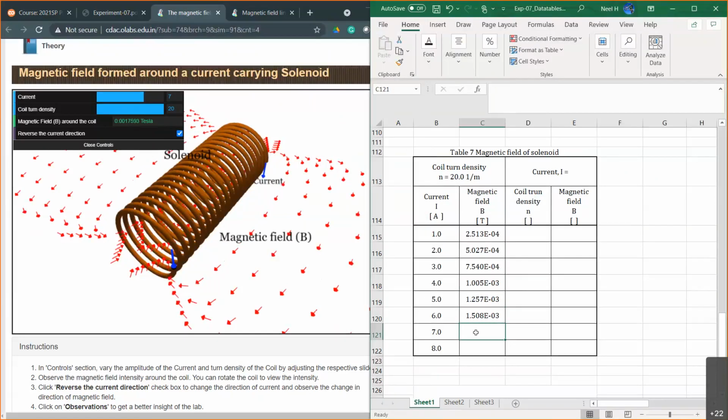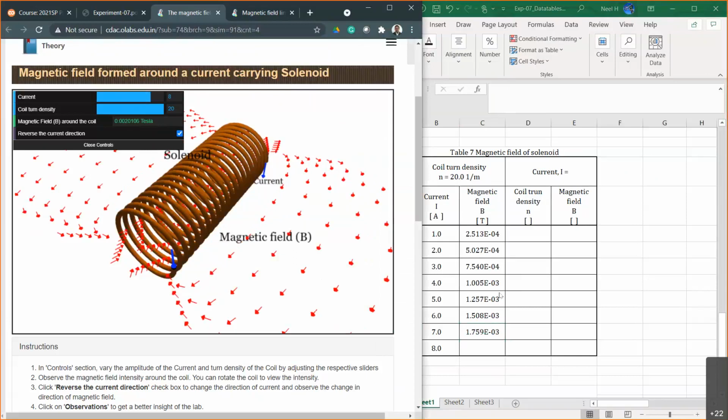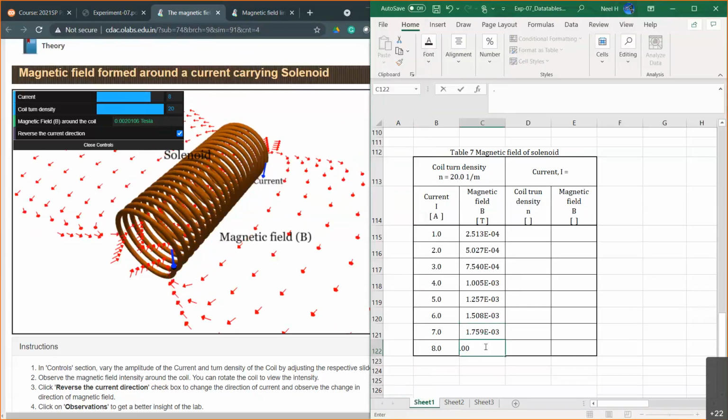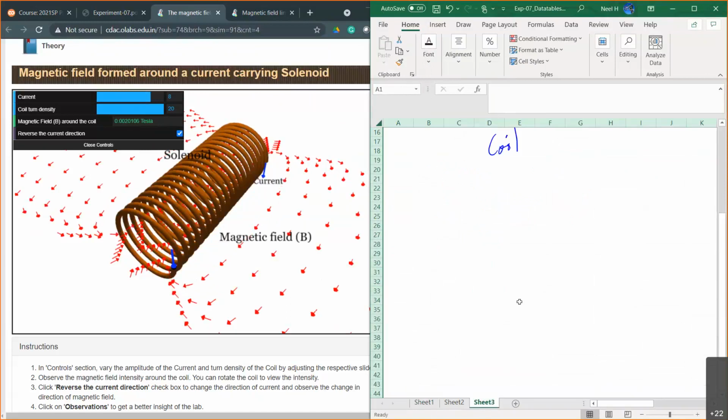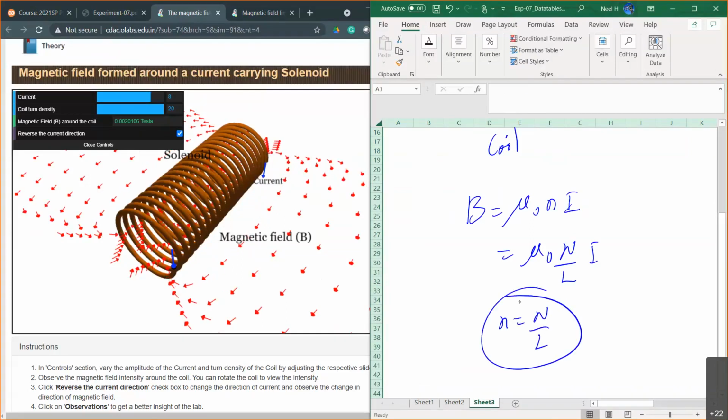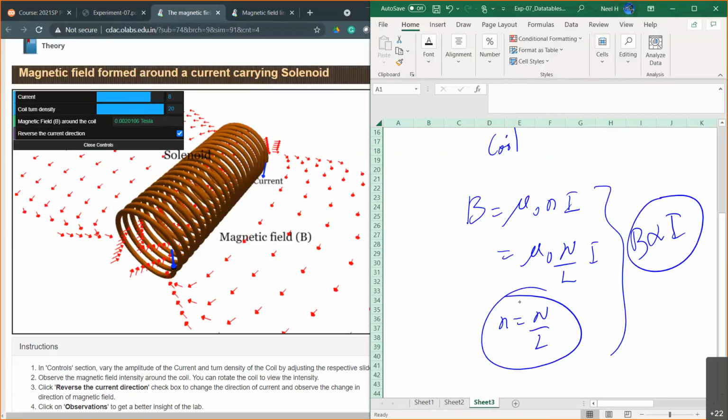7 amps, 00175993. Then 8 amps, 0020106. Okay. Now that's what we're expecting, because in terms of the formula, the magnetic field should be just mu0 small n times I, or mu0 large N over L times I. So the small n is large N over L. So B is directly proportional to the current. That's what we're expecting, so that's what we're observing.